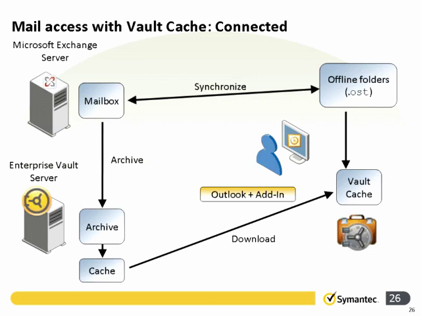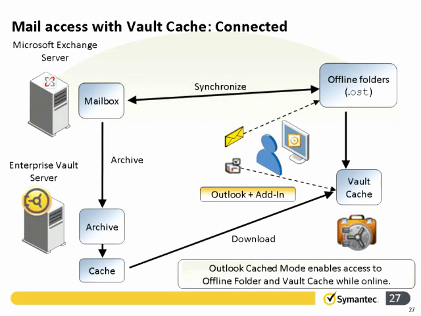So if I'm connected, but I've been configured to use the Exchange cached mode, when I go and look for an archived item, I will look for it in the offline folder. However, again, because I am connected to the Exchange server, that offline folder will be periodically synchronized with the Exchange server mailbox. If I try to access an item that has been archived, I will use the Outlook add-in and try to find it in Vault Cache. So even though I'm connected to the Enterprise Vault server in this particular scenario, I'm still going to try to retrieve the item from the Vault Cache first.